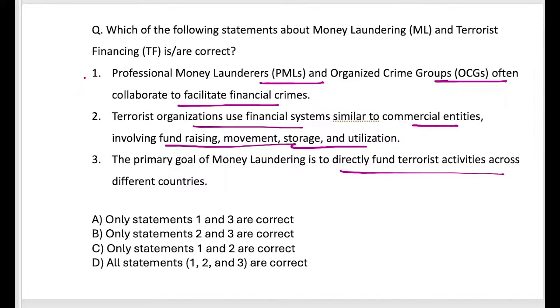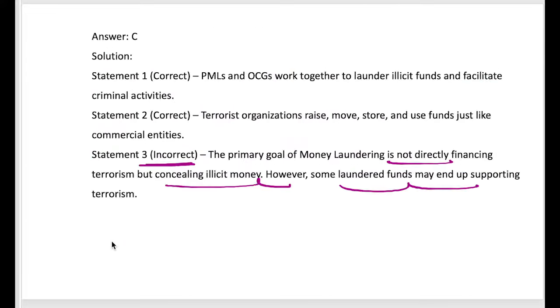Okay, so the first statement is true, the second one is also true, but the primary goal of money laundering is not directly to fund terrorist activities. They generally route black money or other monies, converting that into white money. Okay, so option C, yes, very good, option C will be the right answer for this question.